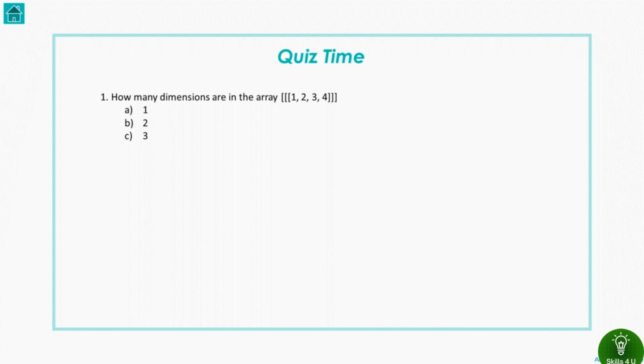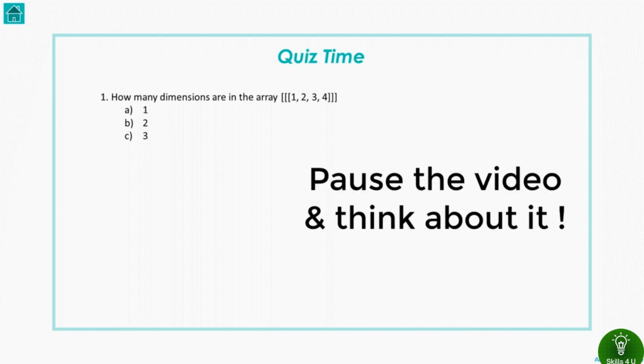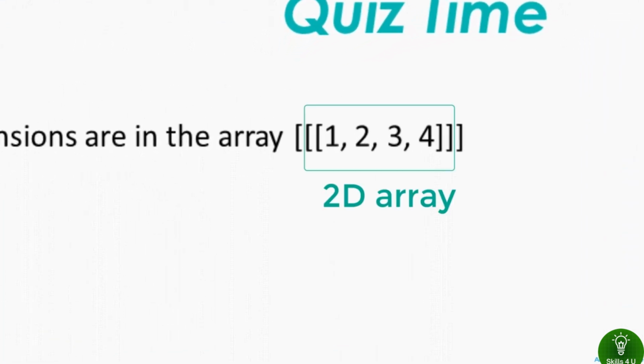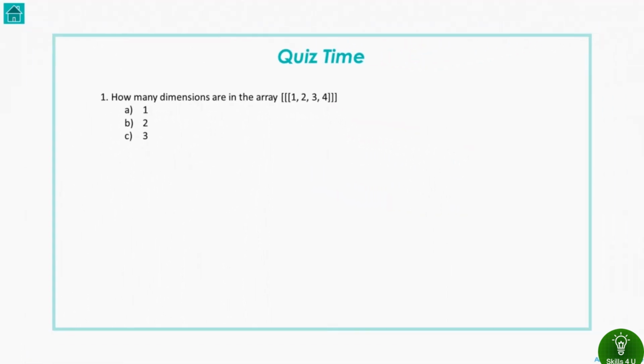Ready for a small quiz? How many dimensions does the given list have? Hint: see if the outermost array contains a 2D array or a 1D array. Since the outermost array contains a 2D array, it is a 3D array. So, the correct answer is option C.